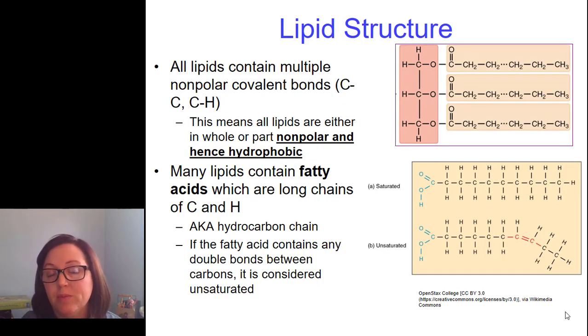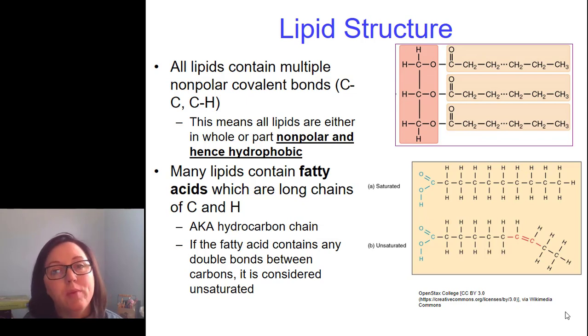Let's take a closer look at lipid structure. So as I mentioned before, all lipids contain multiple carbon-carbon, carbon-hydrogen bonds. These are nonpolar bonds, which makes lipids hydrophobic. Many lipids, but not all of them, also contain a substructure called a fatty acid. A fatty acid is also known as a hydrocarbon chain. It's a long chain of carbons with hydrogens attached to it, as the name hydrocarbon would suggest.